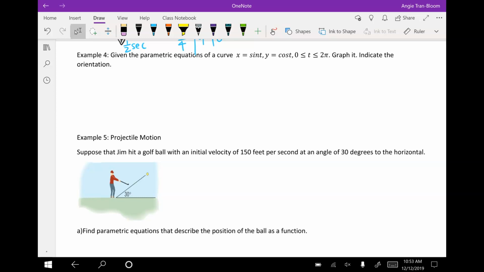How do you want to graph it? Make a table or change it to rectangular? It's already in parametric. Pick one. Rectangular or table? Table.